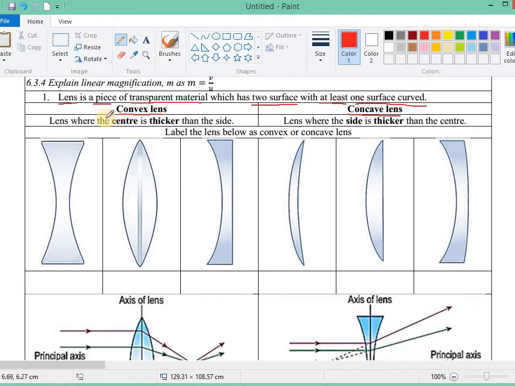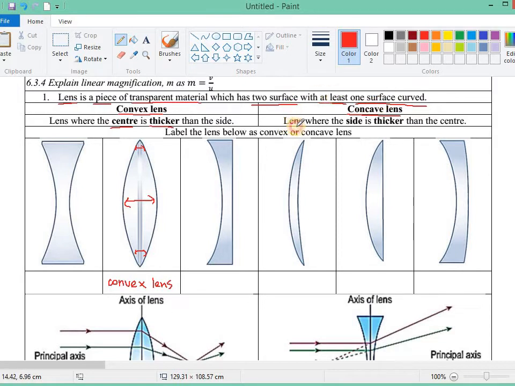Convex lens is a lens where the center is thicker than the side. So for example, any lens where the center is thicker than the side. For example, this one, you see the center is thicker than the side. So that means this is a convex lens.